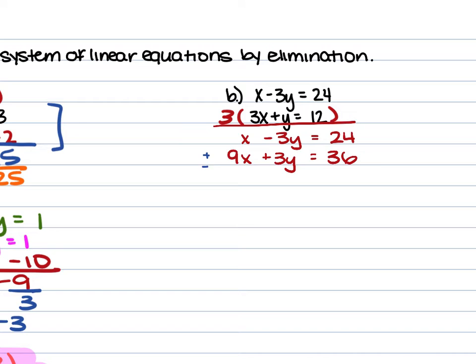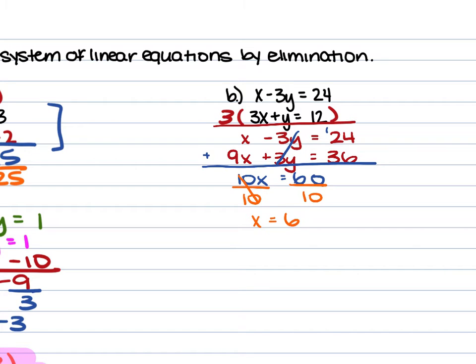From here, I'm just going to add these two. So x plus 9x gives us 10x. The negative 3y plus 3y cancels out. And 24 plus 36, the 4 plus 6 is 10. Carry the 1 is 60. We can then divide each side by that 10 to get x by itself. And we have that x is equal to 6.